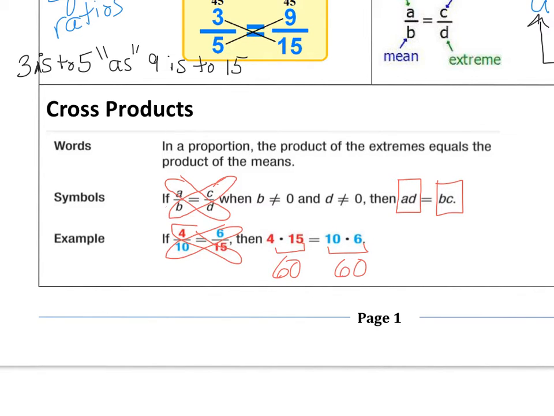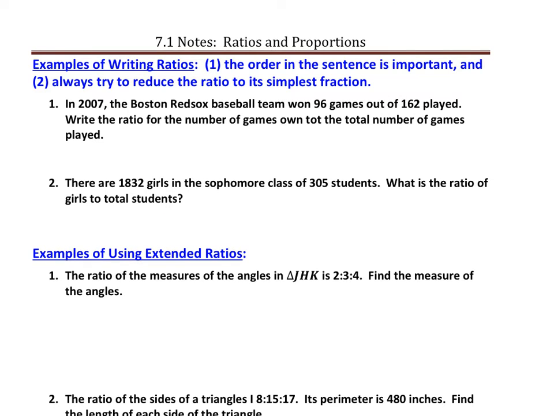Now, cross products is not magic. It's inverse operations at work, and we're going to take a detailed look at that shortly. Before we do so, let's look at some examples on how to write ratios. The two things to keep in mind in writing ratios are the order that the English is phrased, which helps determine the numerator and denominator, and to always reduce the ratio to its simplest fraction if you can. Okay, let's get going here.